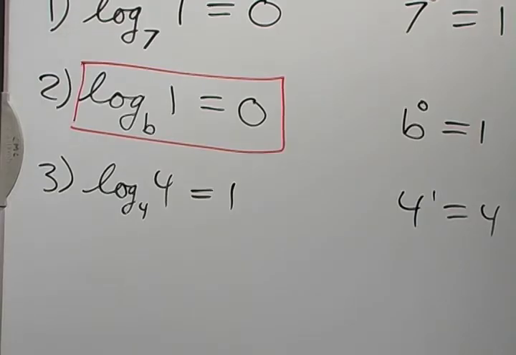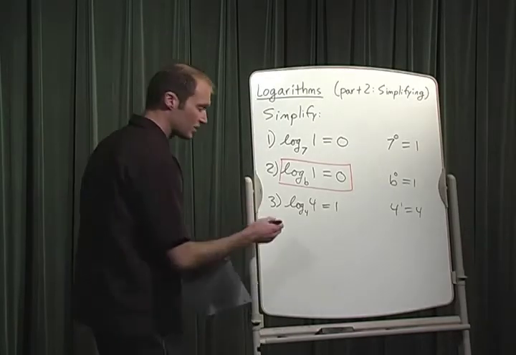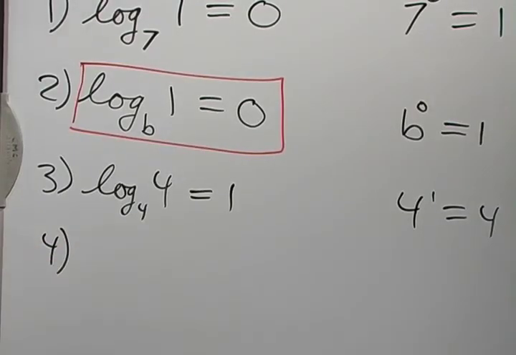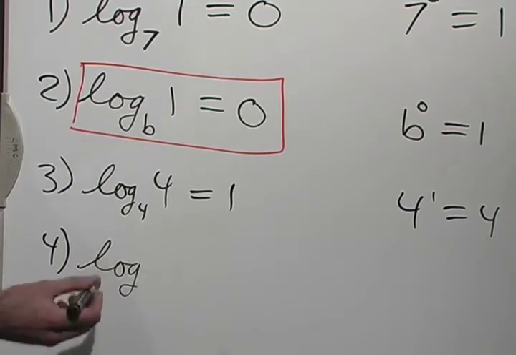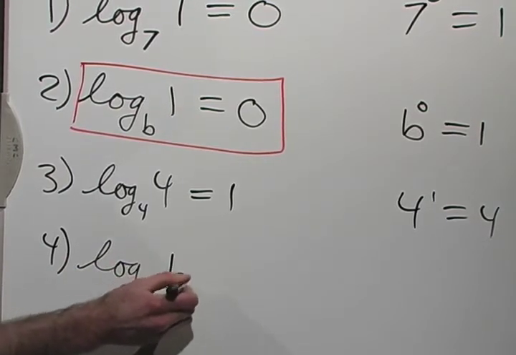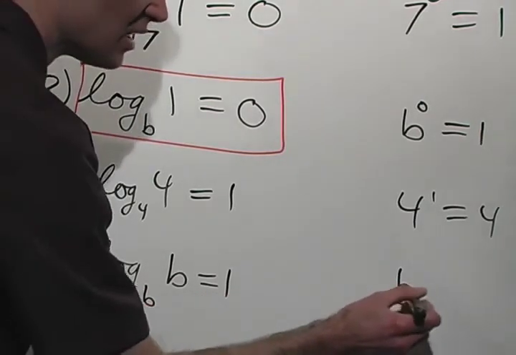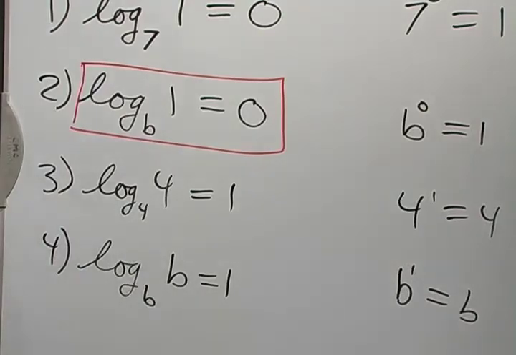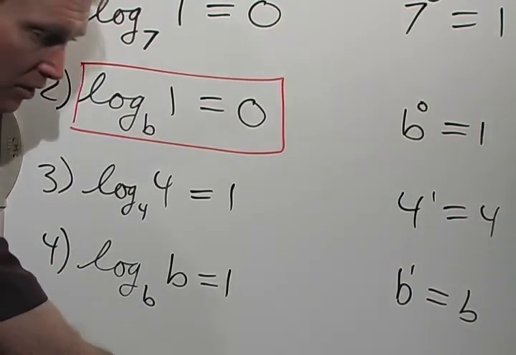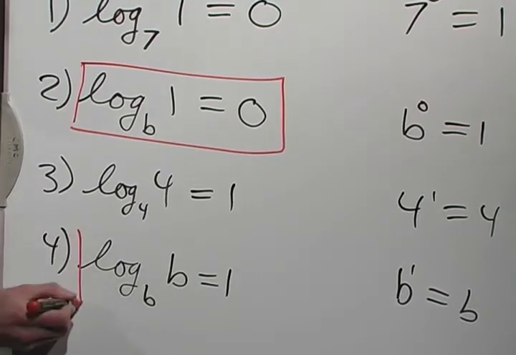And some of you might be thinking, there's nothing special about 4. That'll work for any base. In fact, that's going to be our next rule. I think this is a great one to know. Give me any base b, and log base b of b will always be 1, because this is asking b to what power is equal to b? Well, b to the first power will give you b. So this is another great rule to commit to memory.